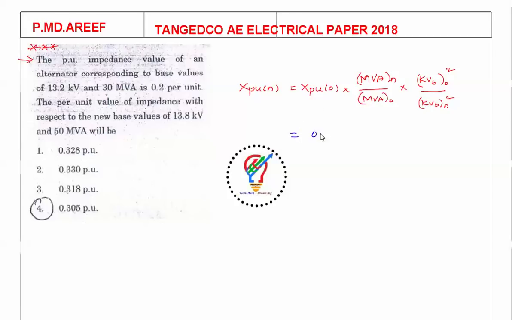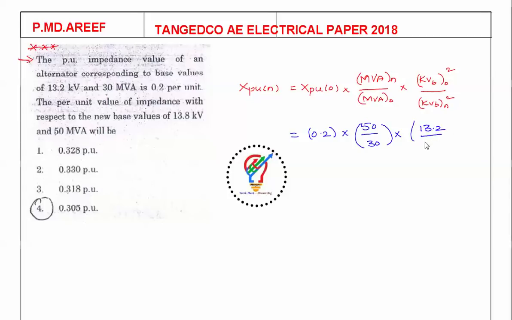So based on this formula we can substitute the values here. X per unit is 0.2 into MVA new. How much is MVA new? New value is 50. So 50 divided by MVA old is only 30, into kV base old value. Old value is the previous value. How much is it?